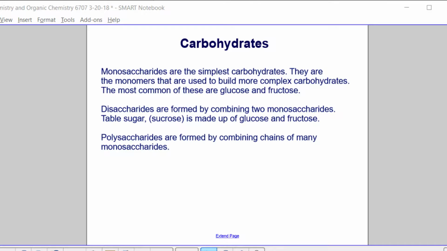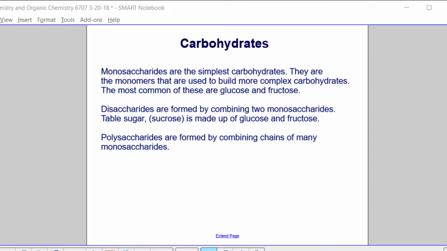Monosaccharides are the simplest carbohydrates. They are the monomers that are used to build more complex carbohydrates. The most common of these are glucose and fructose. Disaccharides are formed by combining two monosaccharides. Table sugar, sucrose, is made up of glucose and fructose.